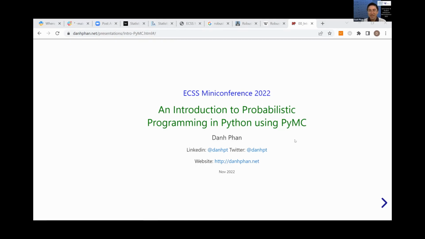There's a note here: I might be a bit biased because I'm also a contributor to PyMC, and it's one of the most popular libraries in Python for Bayesian inference and modeling. So let's start.